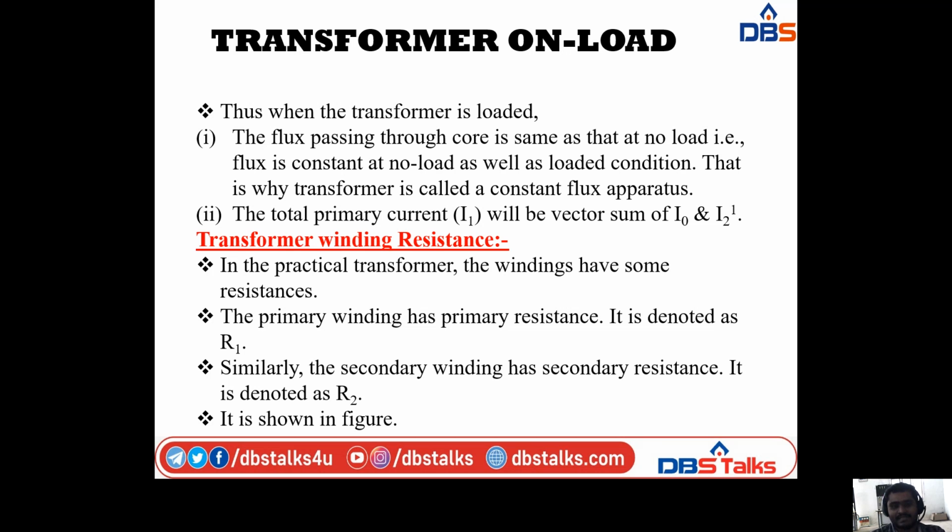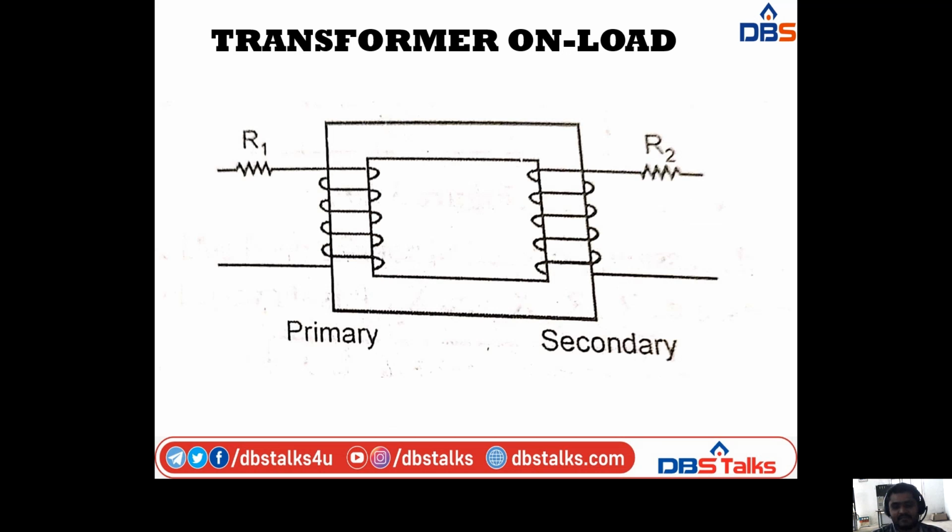And the diagram is like this. This is the diagram for the transformer winding resistance. Here we are considering a transformer which consists of the magnetic core and the primary and secondary windings. The primary winding has some resistance, which is represented with R1, and the secondary winding also has some resistance, represented with R2.